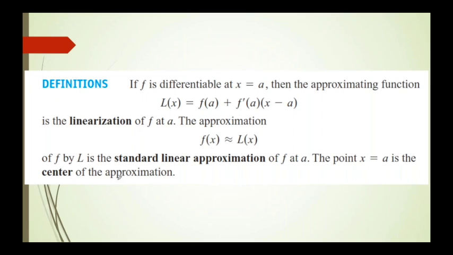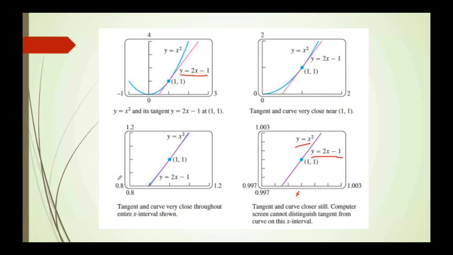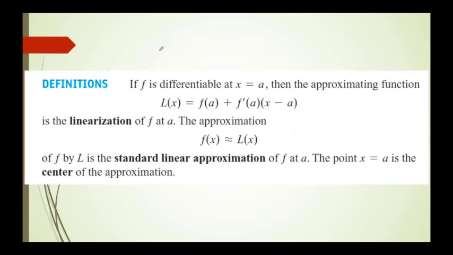And the point a is the center of the approximation. Since we have found this tangent line function around 1, a equals 1 here. Therefore, this a is called the center of the approximation. This linearization function looks like the tangent line function, which was y of x equals y of x0 plus y prime of x0 times x minus x0. So linearization is the same as the tangent line function because it is also a tangent line at point a.